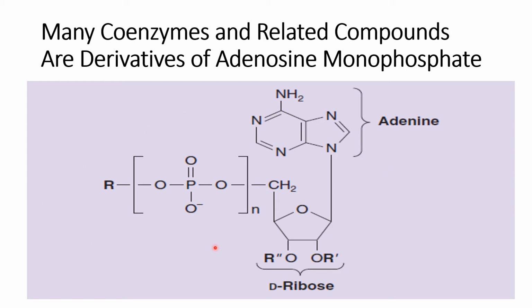This is the basic structure which is present in adenosine monophosphate, AMP. This basic structure is present in most of the coenzymes, which are used in many metabolic pathways. The R prime and R double prime groups differ in many coenzymes, but their basic structure is similar in most of the coenzymes.